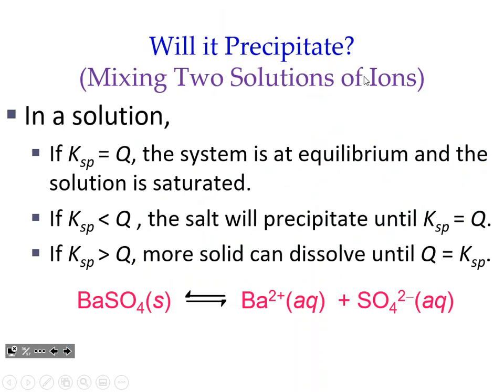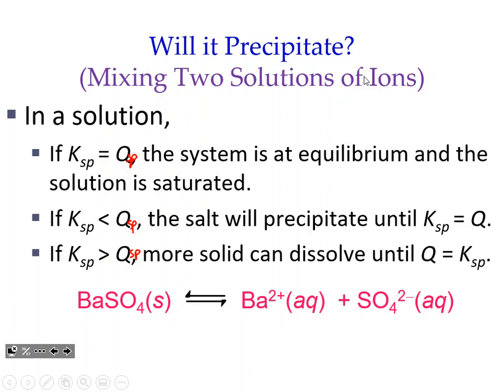All right, let's talk about QK problems in terms of solubility product. And I guess technically we should call these QSPs. Doesn't really matter. We are comparing K with Q now because we're going to start with initial concentrations, and we're going to see if it will precipitate. We're going to mix two solutions of ions together and see what's going to happen. We're going to predict what will happen.